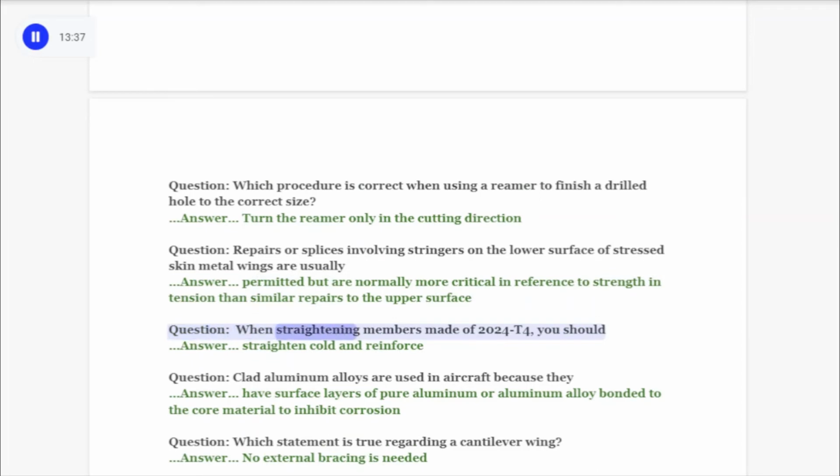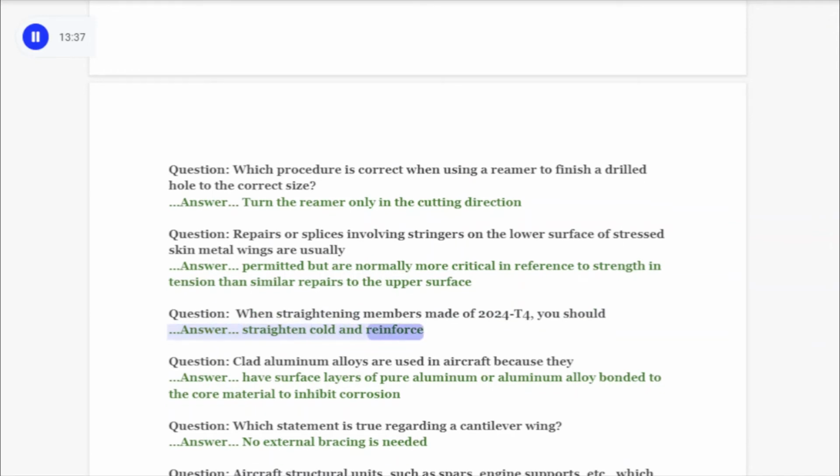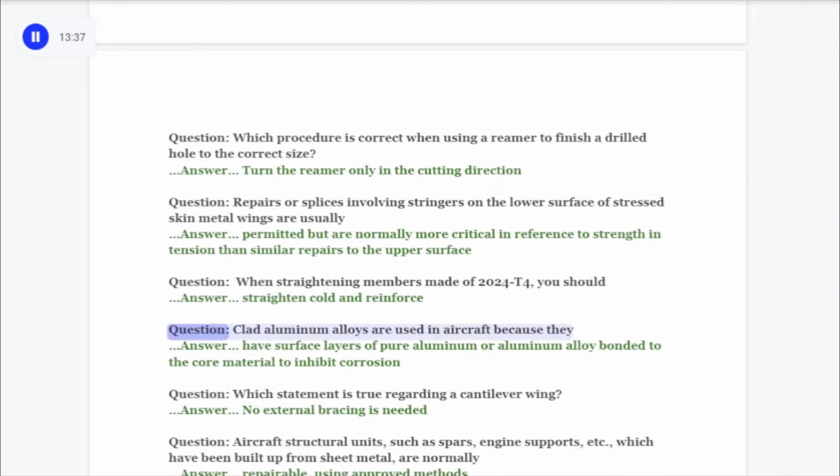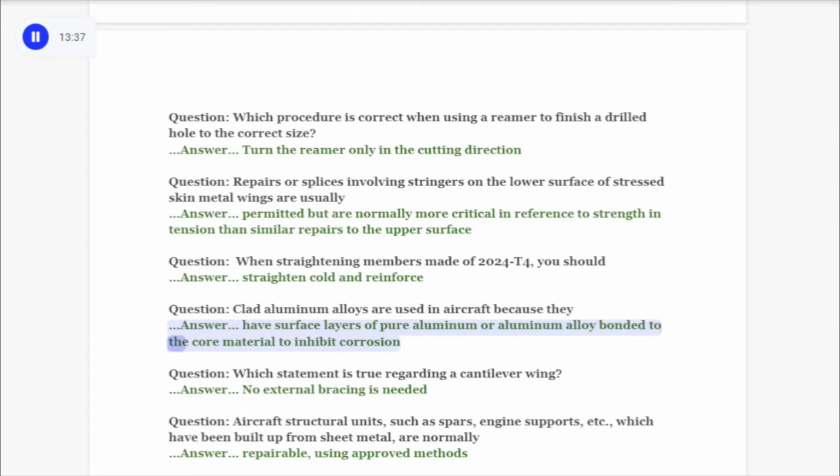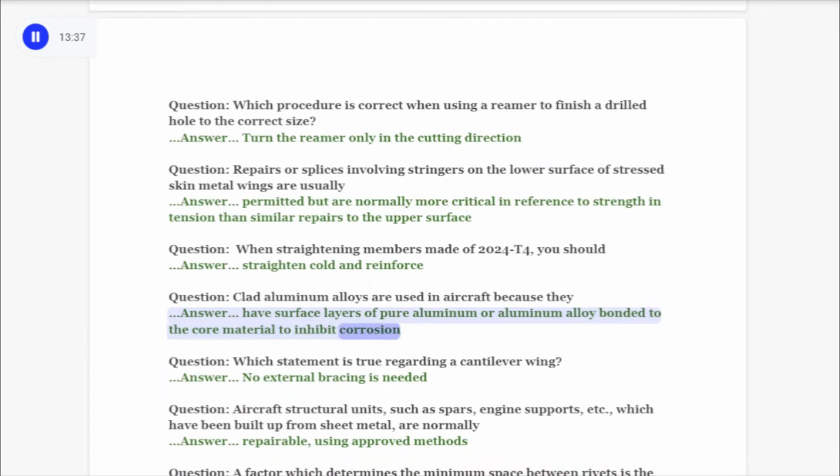Question: When straightening members made of 2024 T4, you should? Answer: Straighten cold and reinforce. Question: Clad aluminum alloys are used in aircraft because they? Answer: Have surface layers of pure aluminum or aluminum alloy bonded to the core material to inhibit corrosion.